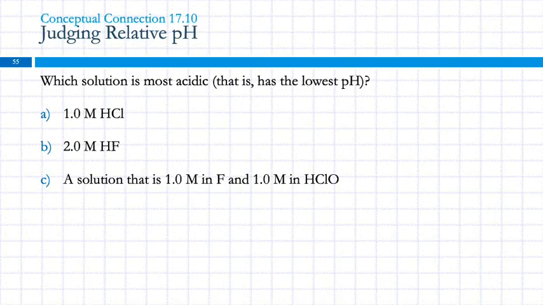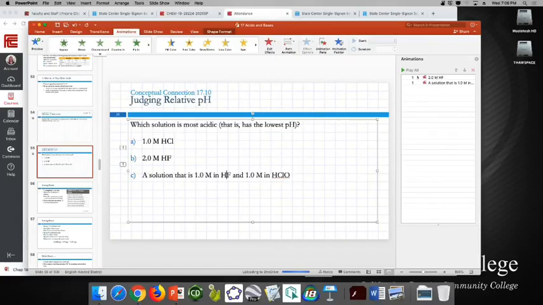Judging relative pH. Of these three solutions, which solution is most acidic? In other words, has the lowest pH? 1 molar HCl, 2 molar HF, or a solution that's 1 molar in, it should be HF. So, yeah, the answer is A, because... Somebody else? Anybody? I mean, I just said it like 5 times.